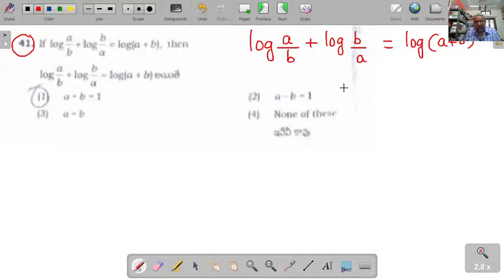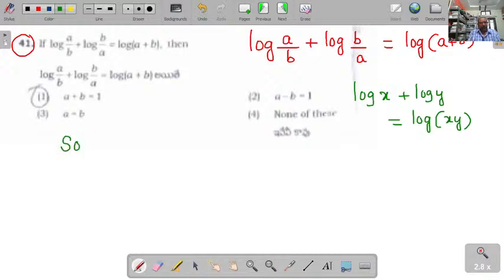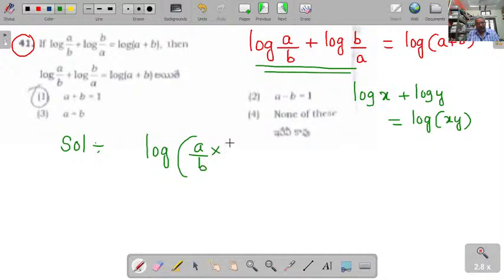So we have one formula in logarithms. What is the formula? We have a very simple formula. Log x plus log y can be written as log of xy. Or log of xy can be rewritten as log x plus log y also. So now the solution becomes like this. This log of A by B plus log of B by A we can write as log of A by B multiplied with B by A.